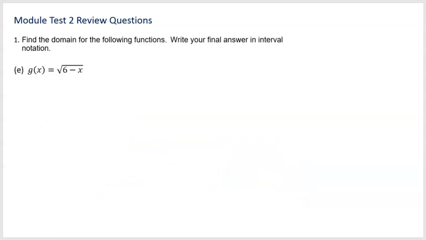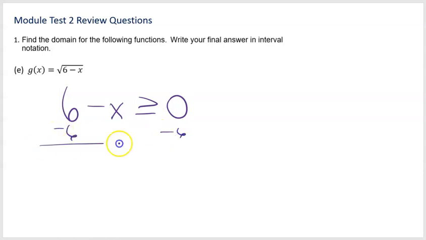For example E, notice we have a square root again, okay, but it's not in a denominator. So I take whatever's under the square root, which is 6 minus x, that's my argument. I set it to greater than or equal to 0. Again, if it's in the numerator, you put the equal to with it. If it's in the denominator, like question D, then you do just greater than. Now, 2 ways you can solve this. One way is you could subtract 6 from both sides, and you get negative x is greater than or equal to negative 6.